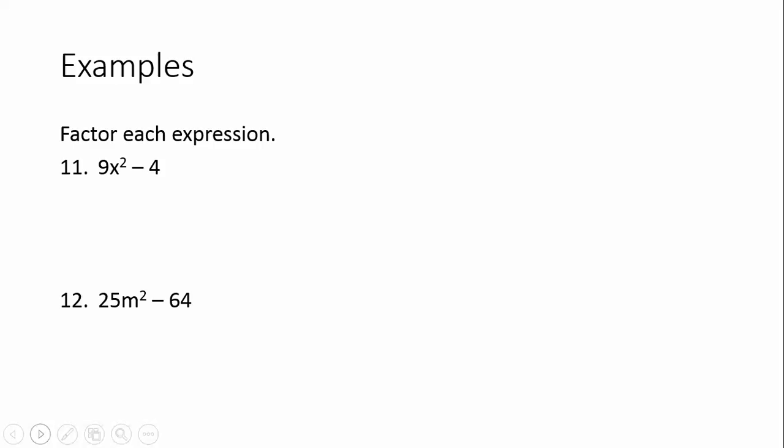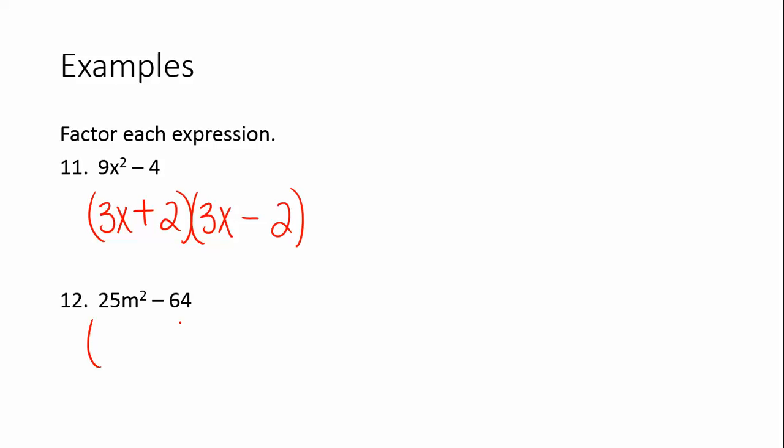Number 11, again, don't let the coefficient up front change your thought process. 9x squared, that's 3x and 3x. 4 is 2 times 2, 1 plus, 1 minus. Same thing on 12. We have 25m squared up front, so that's 5m times 5m. In the back, 64 comes from 8 times 8, 1 plus, 1 minus.